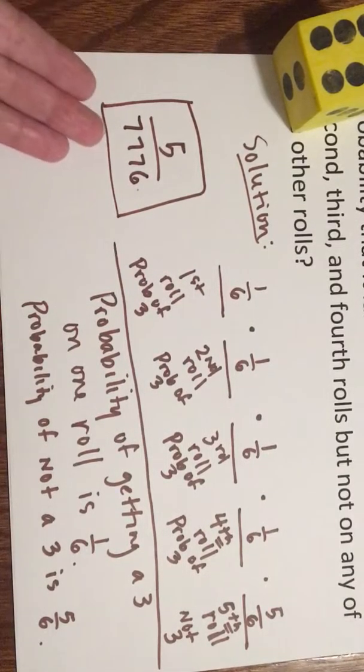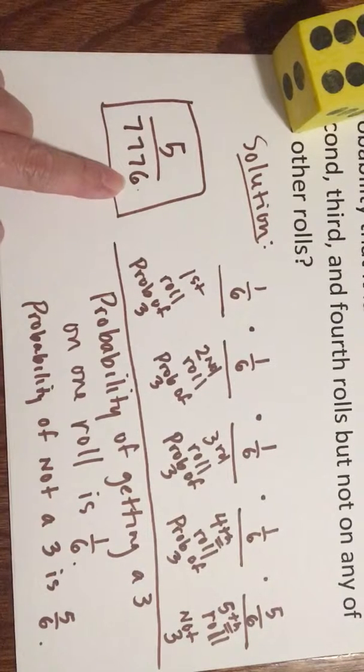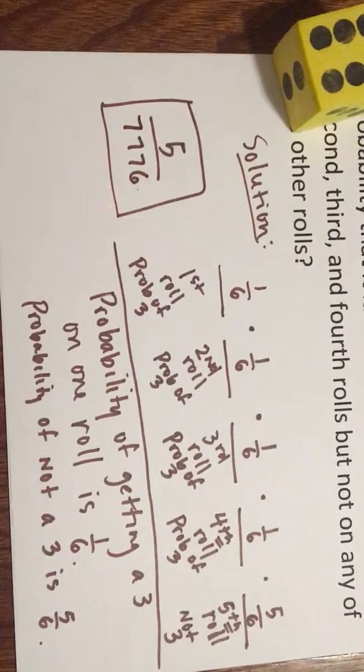And you might want to check to see if that can reduce. Well, this cannot reduce. The top would only reduce by 5, and since the bottom number ends in a 6, that does not reduce by 5. To reduce by 5, it would have to end in a 5 or a 0.